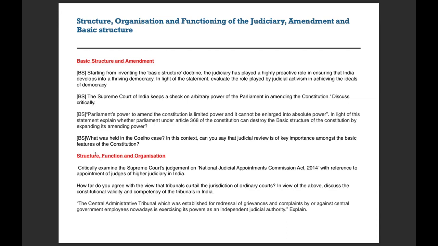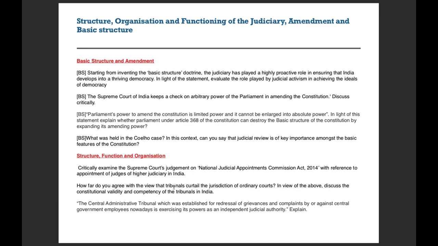It is about the judiciary, the structure of the judiciary, how appointments in the judiciary happen, why the National Judicial Appointment Commission Act was declared null and void by the Supreme Court, how appointments to the Supreme Court and higher judiciary happen, and what the challenges therein are. All these things are studied.